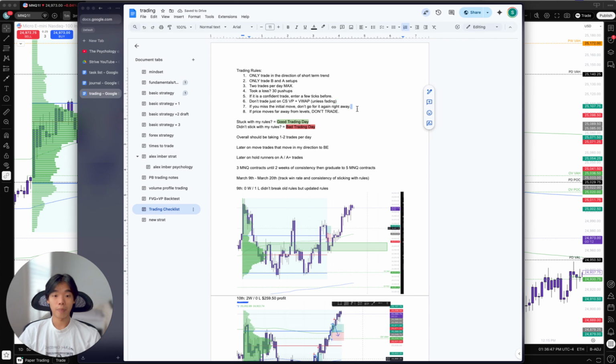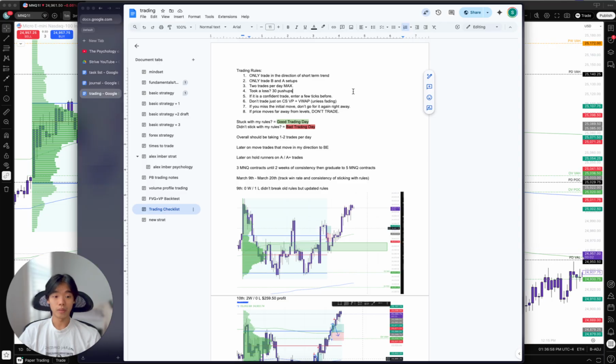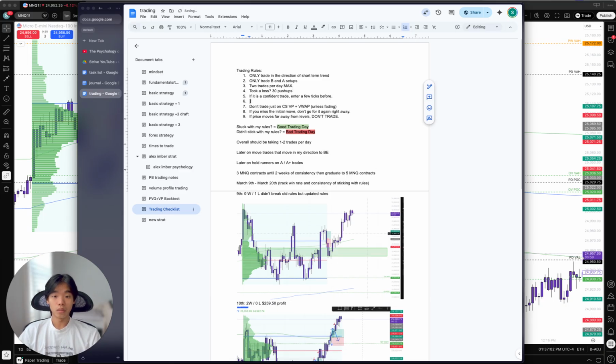And then I think this is good. I think the rest of this is still good. I think this is still good. I'm gonna also put: wait for clear retest with multiple candle information. Clear reaction.